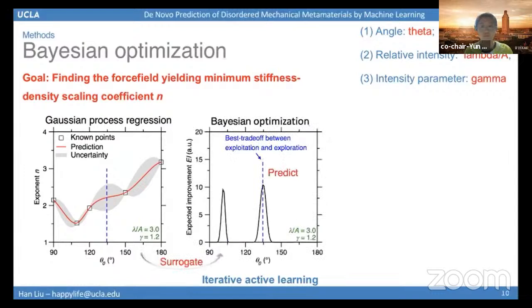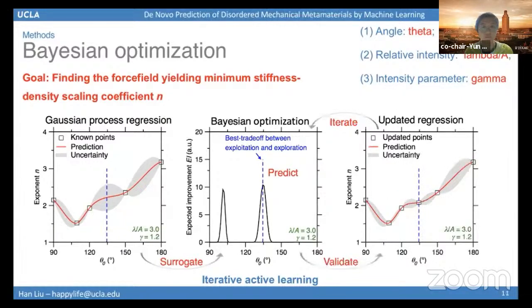Then Bayesian optimization predicts the next position that is most promising to find the minimum exponent n, since the global minimum is most likely to locate in the area either near current predicted minimum or locate in the area with high uncertainty. Bayesian optimization offers the best trade-off position that best balances the exploitation of current predicted minimum and the exploration of high uncertainty areas.